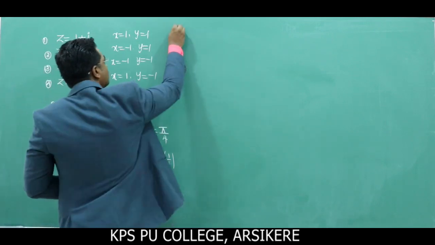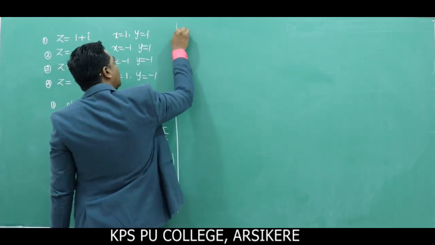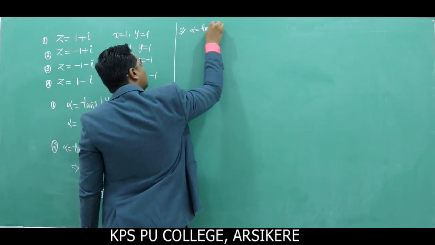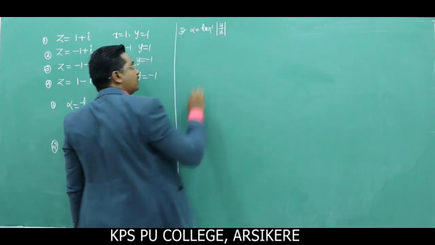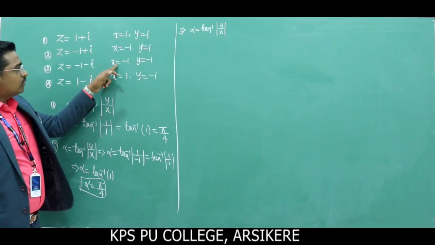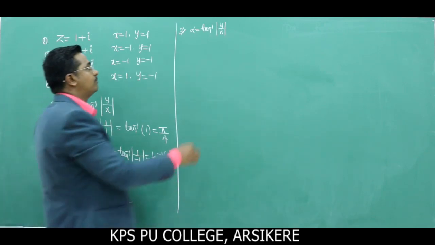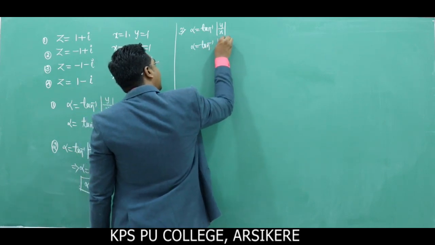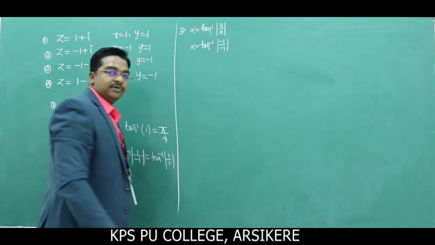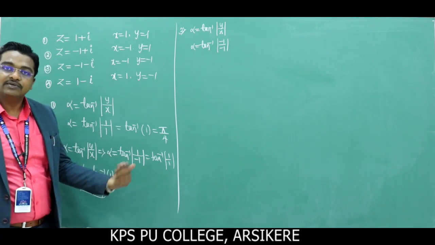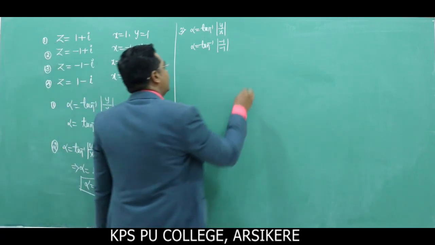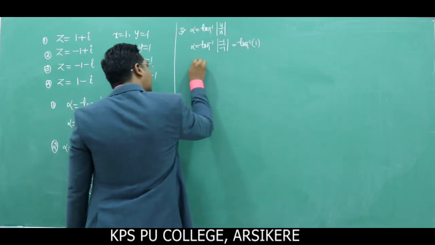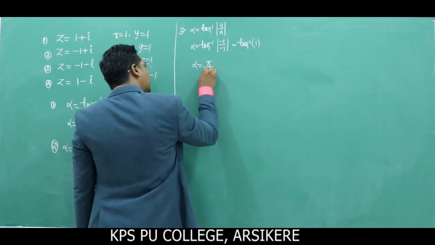Let's look at the third one. Alpha is equal to tan inverse of y by x. Same formula. In the third one, both x and y are negative. Alpha is equal to tan inverse of minus 1 divided by minus 1. Minus divided by minus becomes plus, so it reduces to plus 1. This is nothing but tan inverse of 1. Again here also alpha is equal to pi divided by 4.